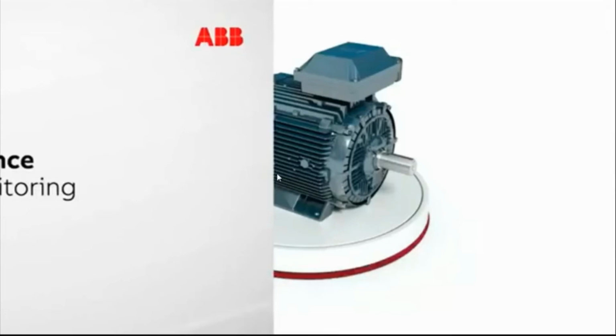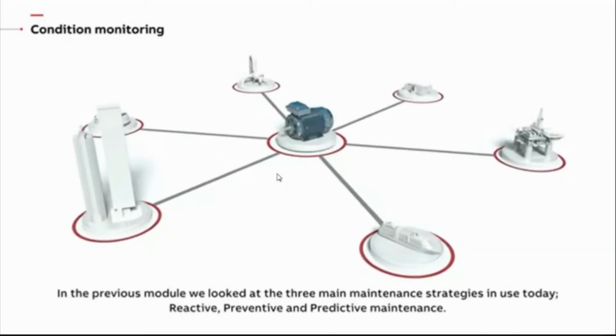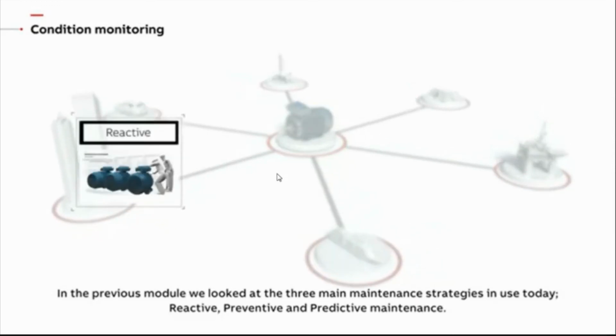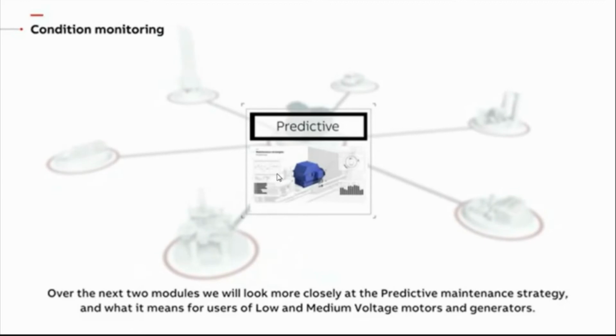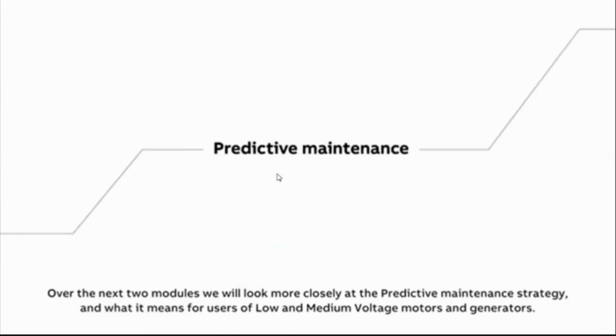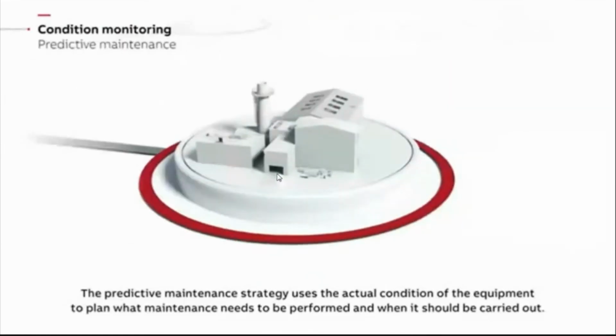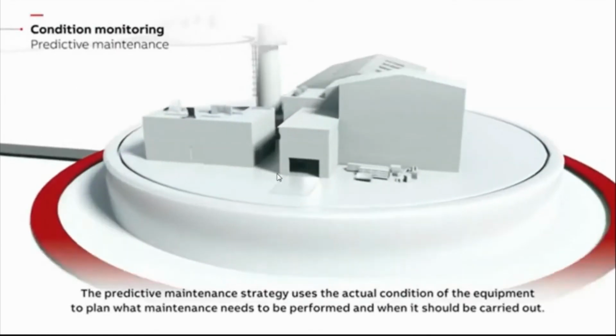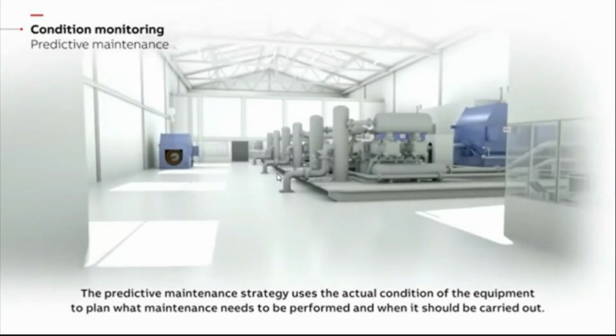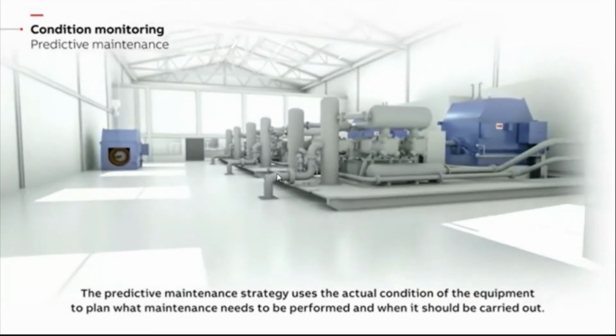In the previous module, we looked at the three main maintenance strategies in use today. Over the next two modules, we will look more closely at the predictive maintenance strategy and what it means for users of low and medium voltage motors and generators. The predictive maintenance strategy uses the actual condition of the equipment to plan what maintenance needs to be performed and when it should be carried out.